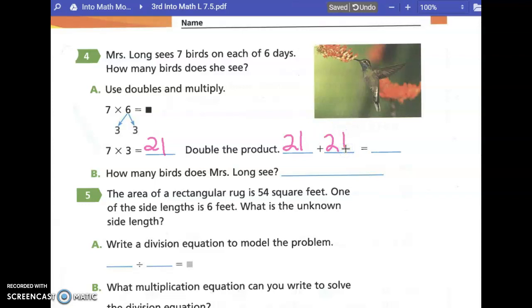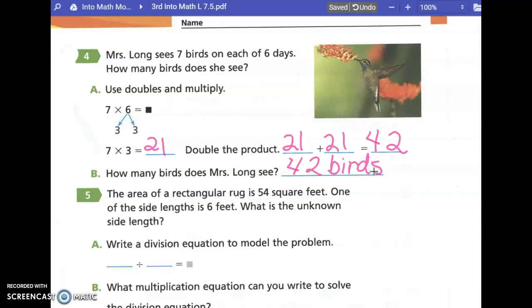In the ones place we have a 1, right? So 1 plus 1 is 2. And in the tens place we have 2 and 2, so 2 plus 2 is 4. So how many birds does Mrs. Long see? 42 birds. Okay. Everybody got that? Good.